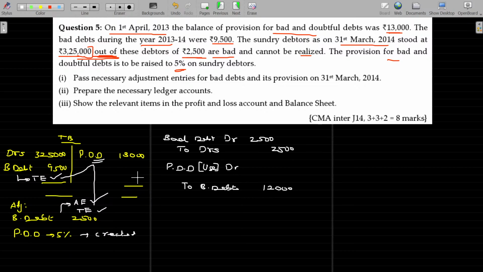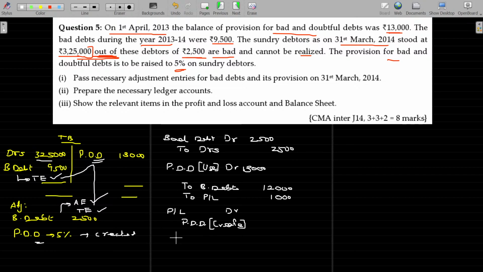But we have the PDD of rupees 13,000. Surplus 1,000 can be transferable to the P&L account, right? To P&L account. How much of the PDD you have to maintain now? The PDD required to be maintained here is 5% on the debtors available by the time. So P&L account debit to PDD created.